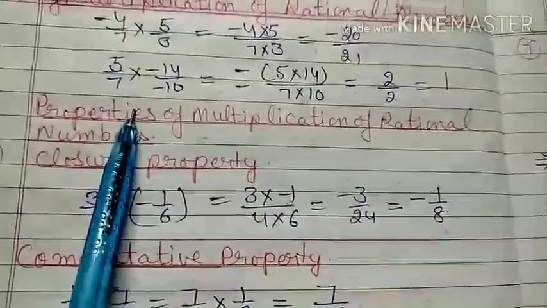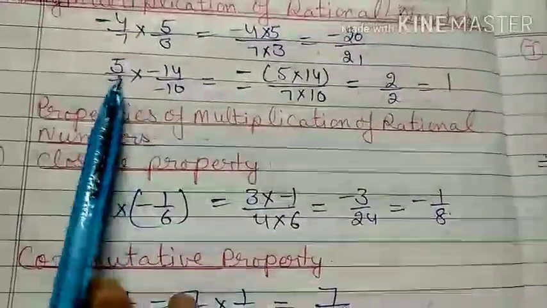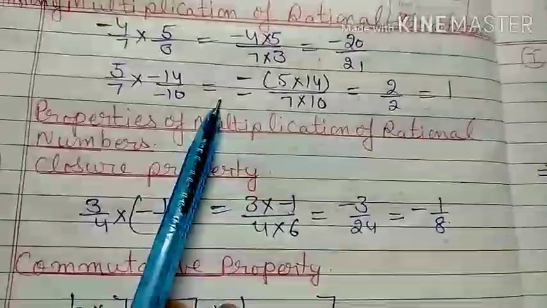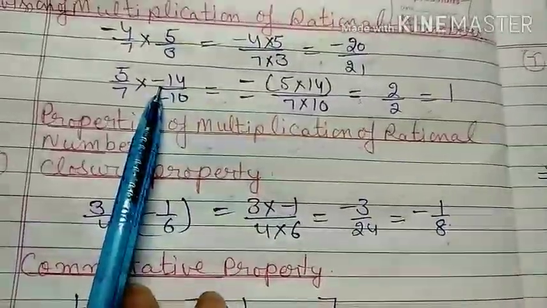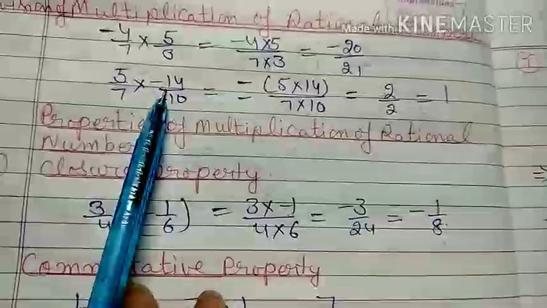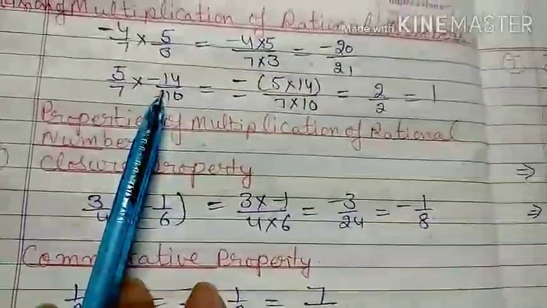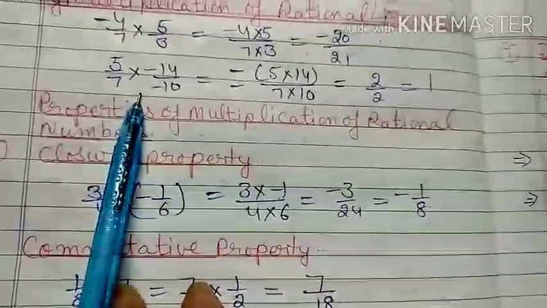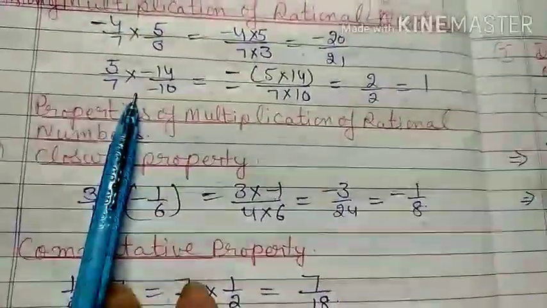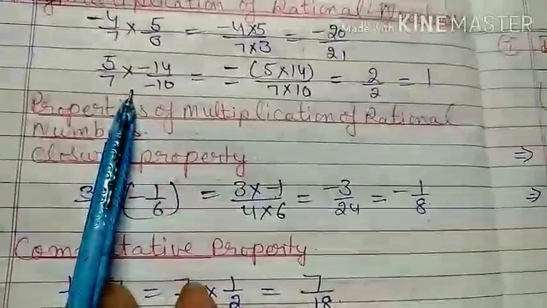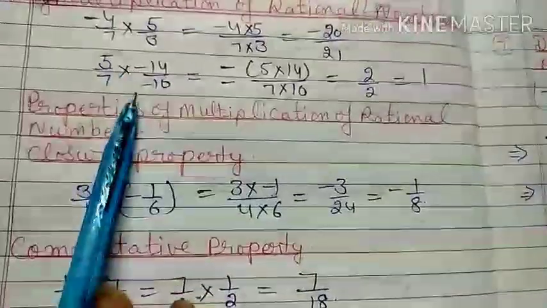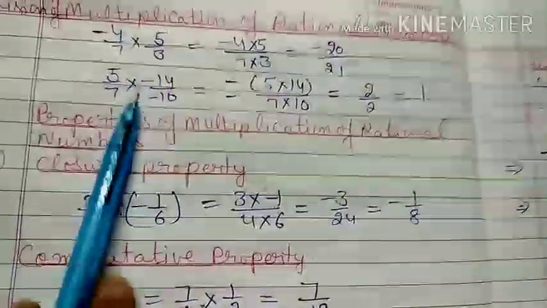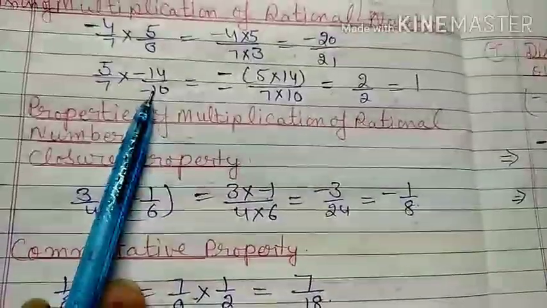Similarly, if you have a number like this, minus 5 by 7 into minus 14 by minus 10, the sign will be positive. I already told you a positive rational number is considered as such if both numerator and denominator have the same sign. But if numerator and denominator have different signs, we consider it a negative rational number. Here numerator and denominator both have the same sign, like negative sign. So this rational number will be considered as your positive rational number.